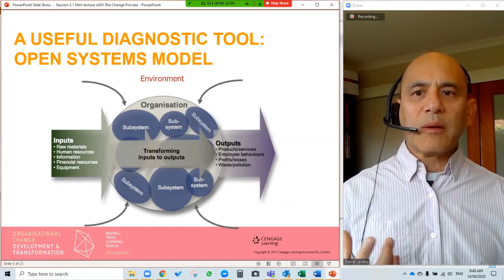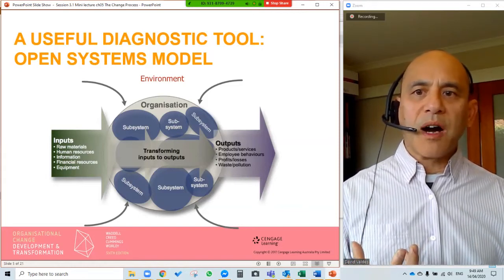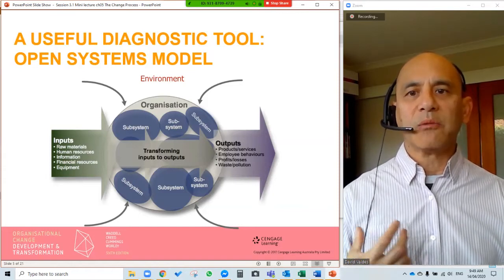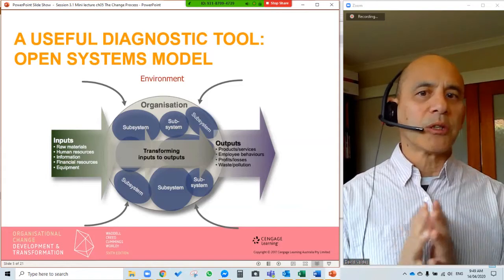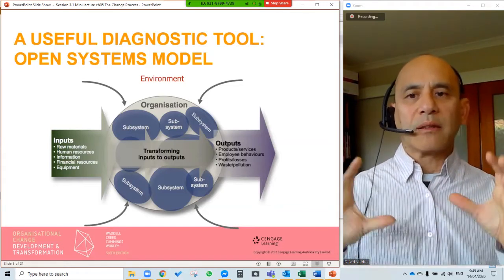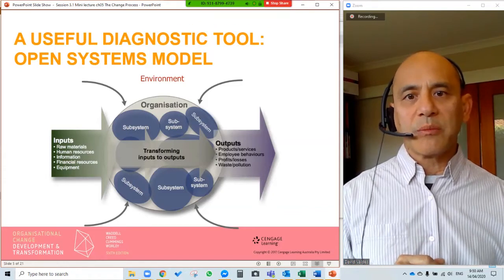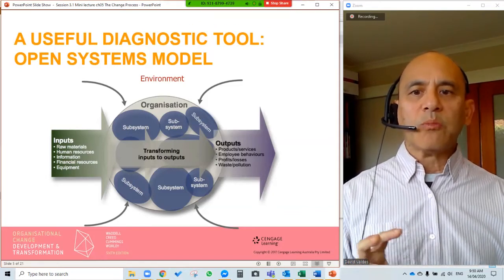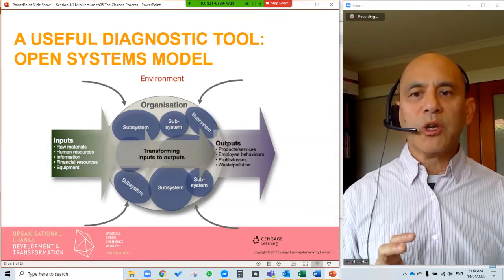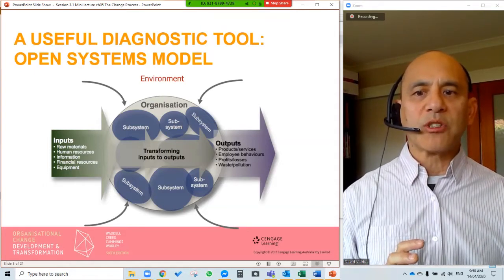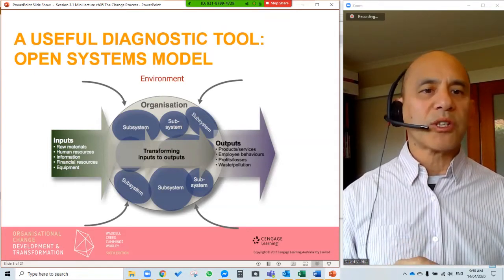And by the way, the environment also affects the organization greatly. So things that are happening within the environment, such as competition, the economy, all of that affect the organization or the organism. So we use this model because we know that each subsystem is connected to another subsystem.